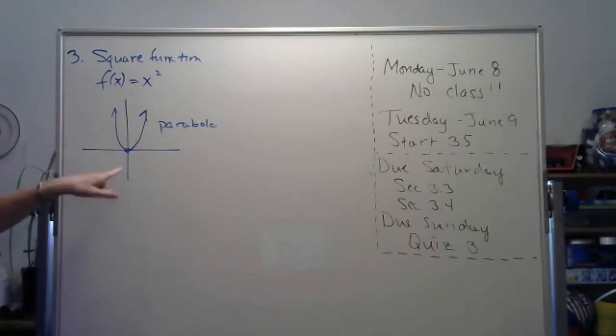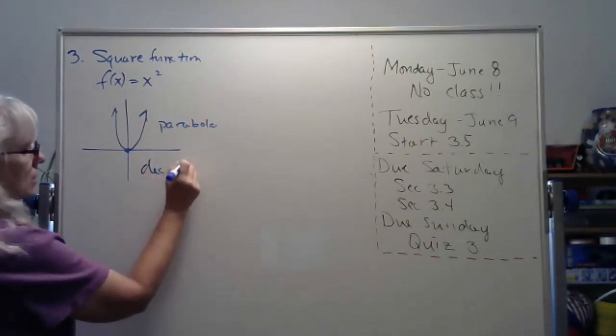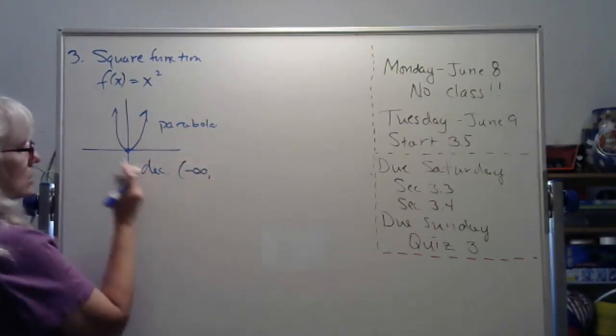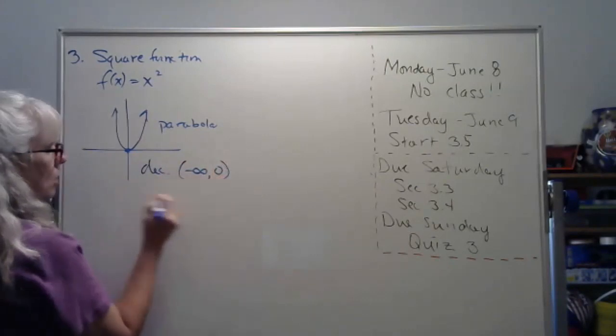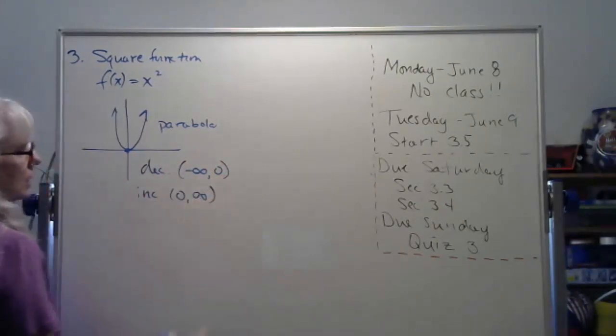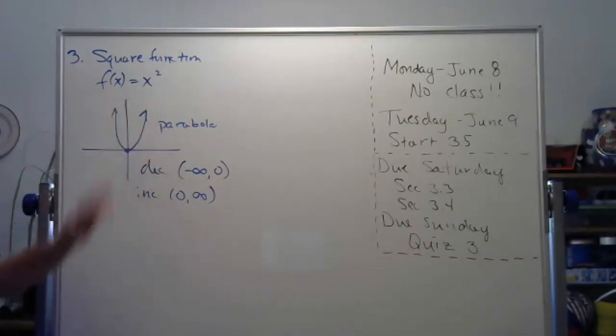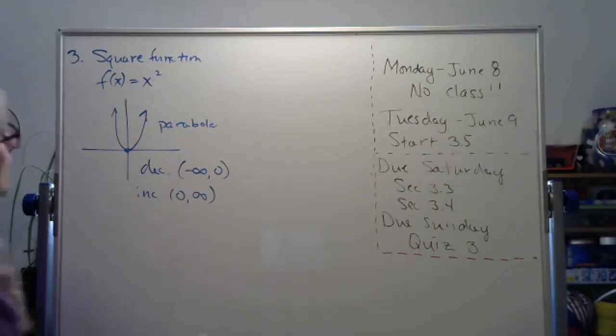It's decreasing on the left side. If we had to write the decreasing in, so DEC for decreasing, it would be decreasing from negative infinity to 0. And then it's increasing from 0 to infinity. It's an even function because it folds across the y-axis, so it has symmetry to the y-axis. And that's our square function. So from here on out, when I say x squared, you automatically think a U shape.